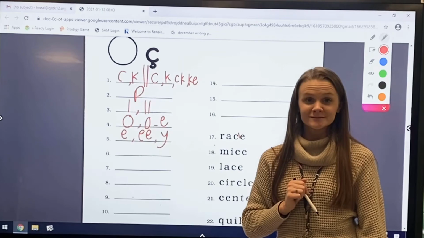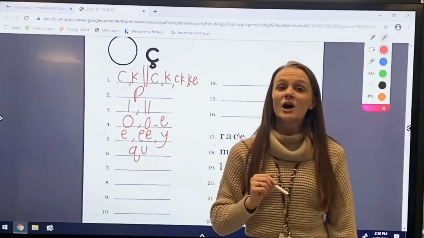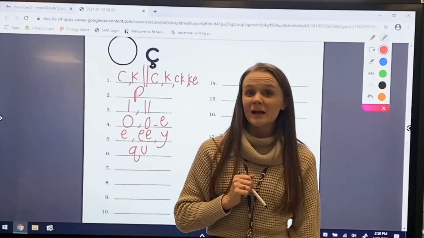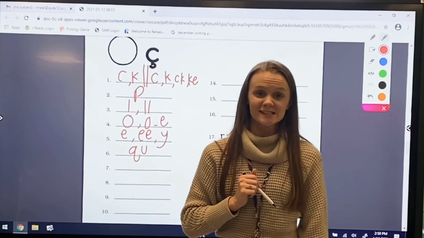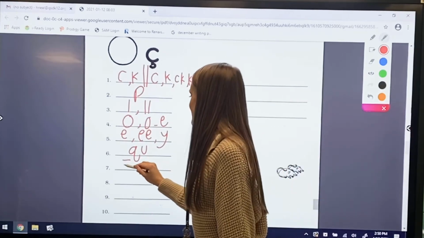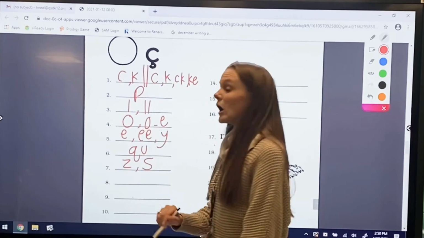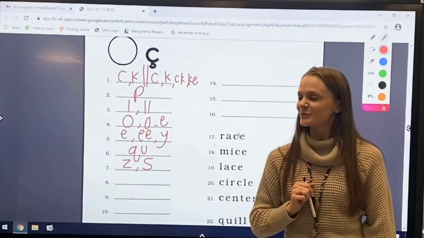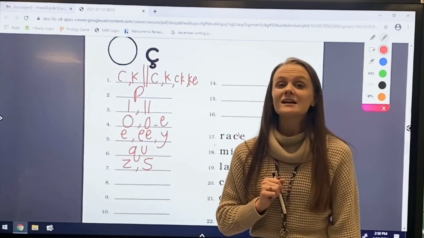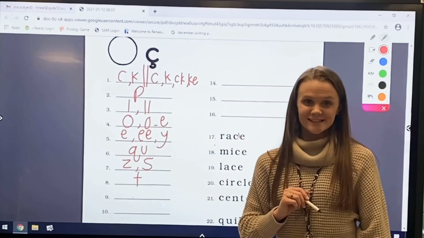For number 6, my letter sound is Qu. Qu. The combination Q, U makes the Qu sound. Very good. For number 7, my letter sound is Z. Z. Letter Z can make the Z sound, and sometimes letter S can also make the Z sound. For number 8, my letter sound is T. T. Letter T makes the T sound.